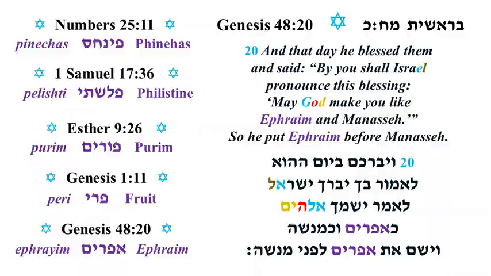And then you have in Genesis 48:20, you have Ephraim. Remember, Joseph has two sons, Ephraim and Manasseh. And in verse 20, it says, and that day he blessed them. This is Jacob. And that day Jacob blessed them and said, by you shall Israel pronounce this blessing. May God make you like Ephraim and Manasseh. So he put Ephraim before Manasseh.